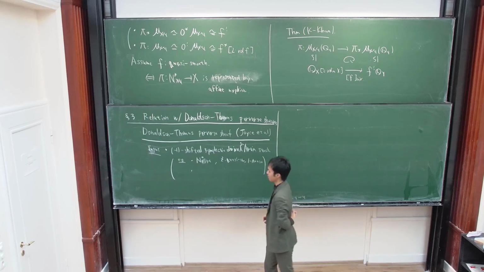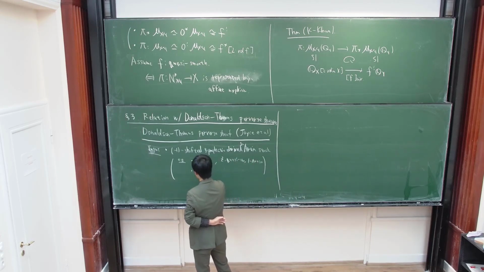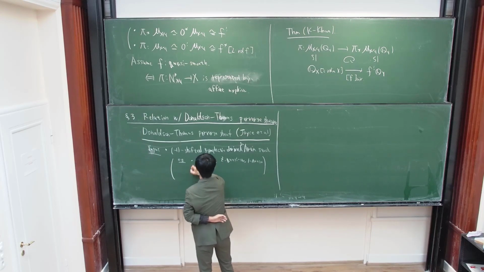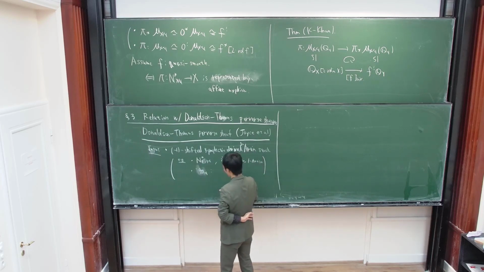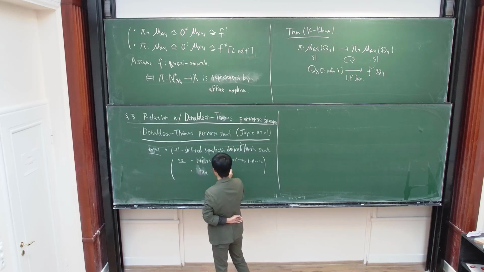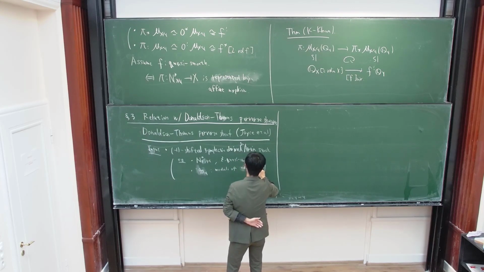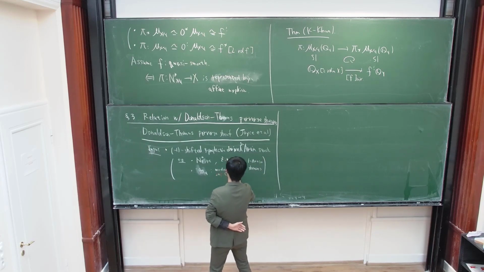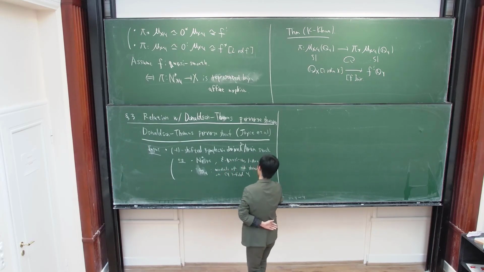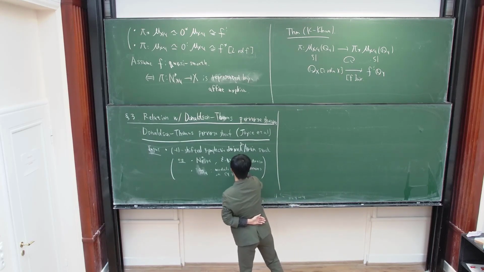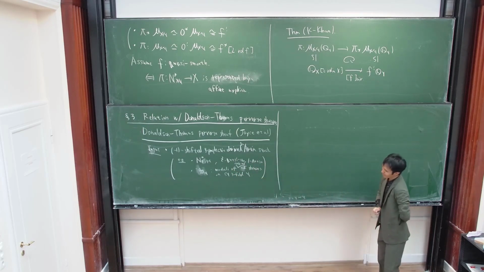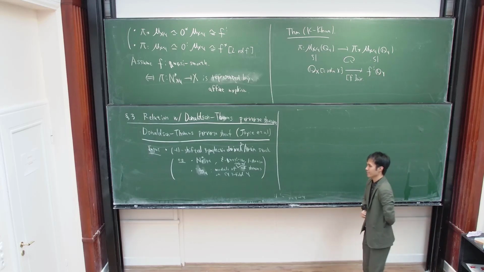Okay, and another important example, maybe the following example is most important, is if you are given a Calabi-Yau threefold, then you can consider the moduli space of compactly supported coherent sheaves on the Calabi-Yau threefold. And this is compactly supported. Okay, these are important examples.